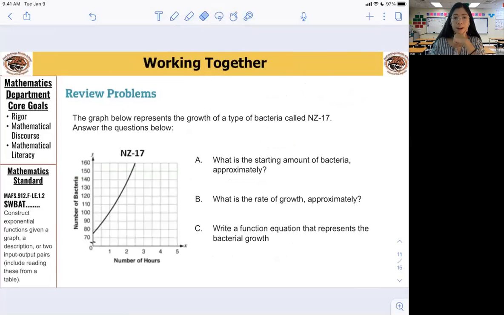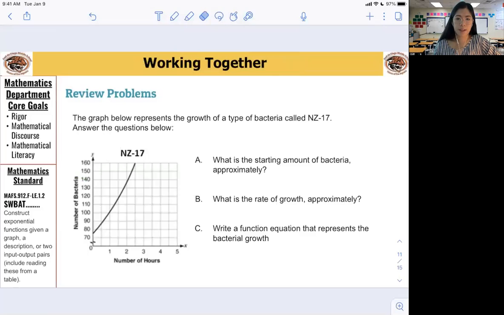Well, now let's look at how we can do the same exact thing, but this time using a graph. The graph below represents the growth of a type of bacteria called NZ17. Answer the questions below. Same 3 questions. We're going to figure out the starting amount, figure out the rate, and then write the function. But it's a little bit harder because on a graph, you don't really see the numbers. You have to find the numbers yourself.